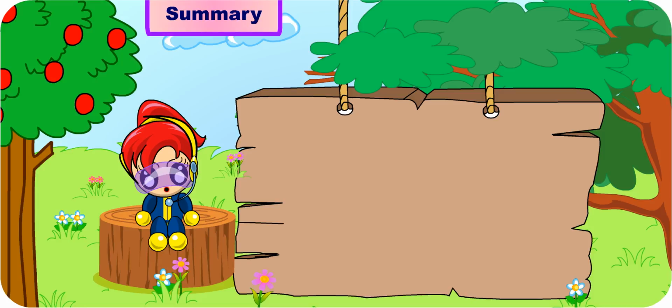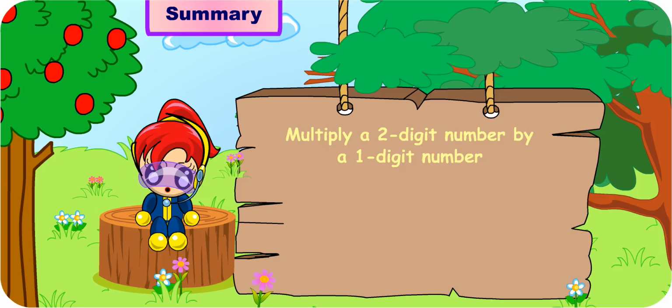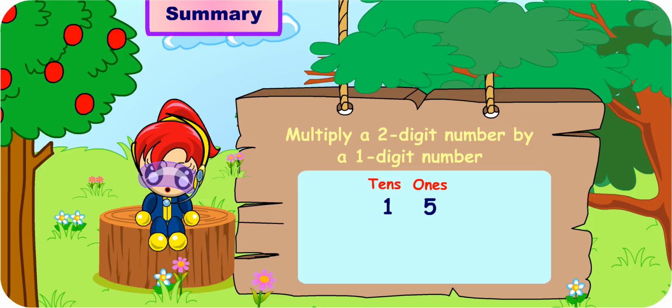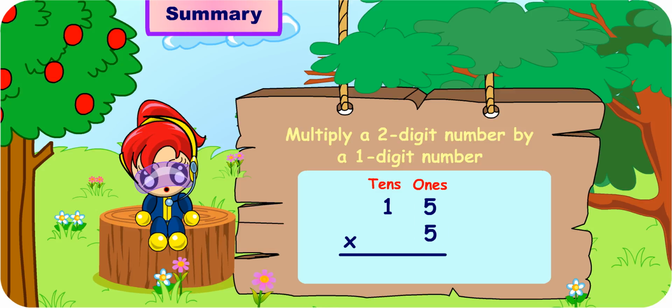I think you have learned a very useful lesson on multiplication today. Can you tell me how to multiply a 2-digit number by a 1-digit number? That's easy. First, I place the bigger number above the smaller number according to their place values like this. In 15 times 5, I multiply the ones by 5 first. 5 ones times 5 is 25 ones.